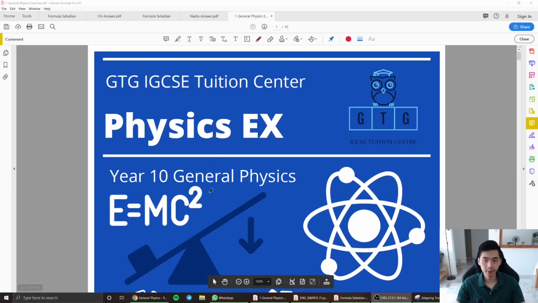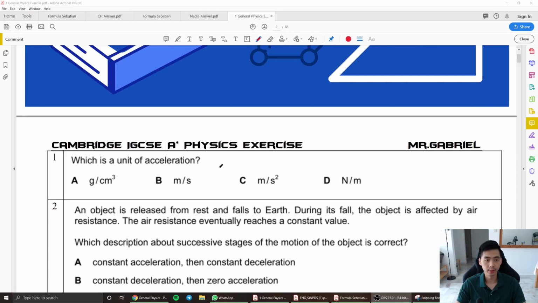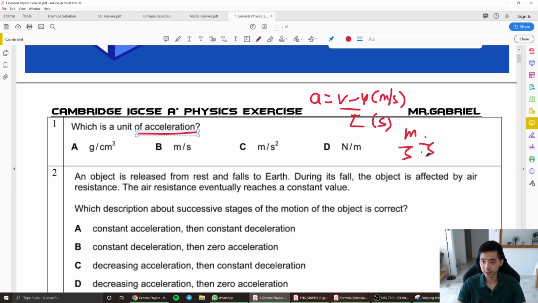Alright, ladies and gentlemen, let's go through each and every one of these questions together in detail. If you look at the first question here, what is a unit of acceleration? You have to recall acceleration's formula. Acceleration is v minus u over t, right? And the unit for velocity is basically meters per second, whereas time is in seconds. Meters per second divided by second is the same as meters per second multiplied by 1 over second, which will ultimately give you meters per second squared, which is obviously C in this question here.